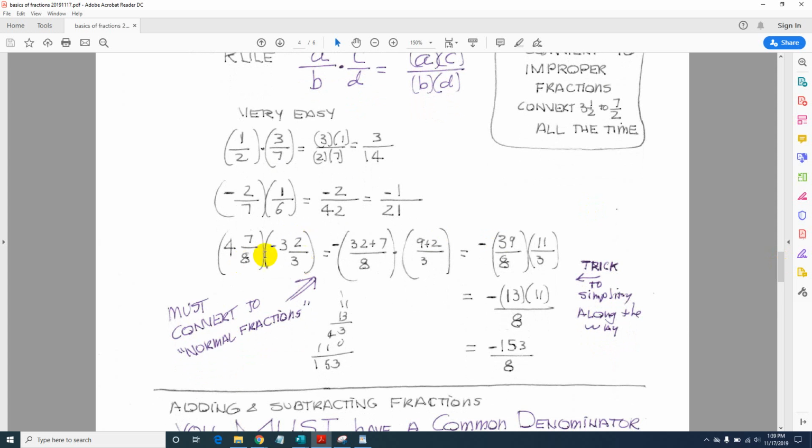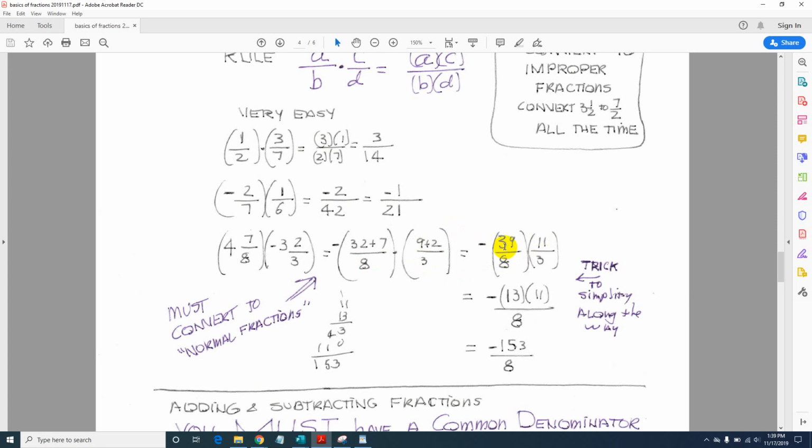Here you have a mixed number. I didn't say improper fraction, I said mixed number. Here's a mixed number. And there's one negative sign, so the answer will be negative, right? And so you have to convert this and this to improper fractions, doing what we did before. You just do all that, and you get negative 39 over 8 times 11 over 3.